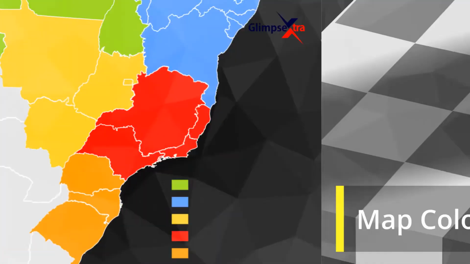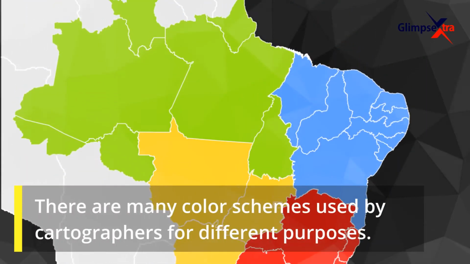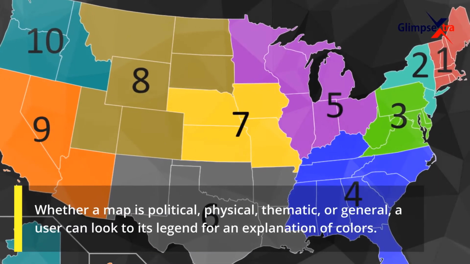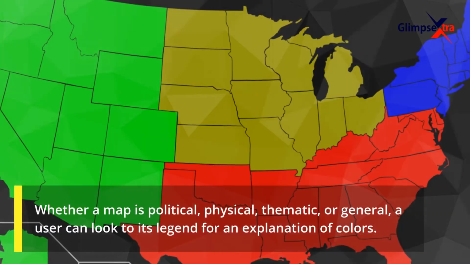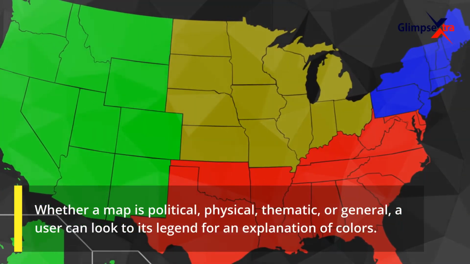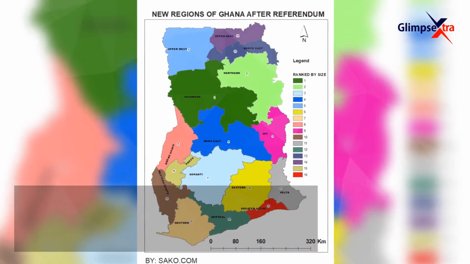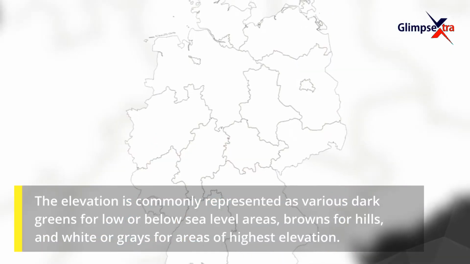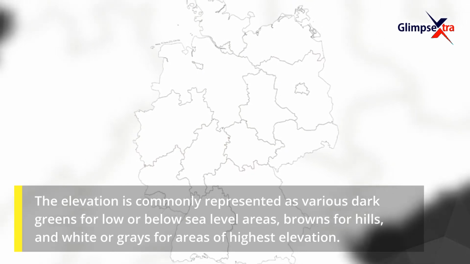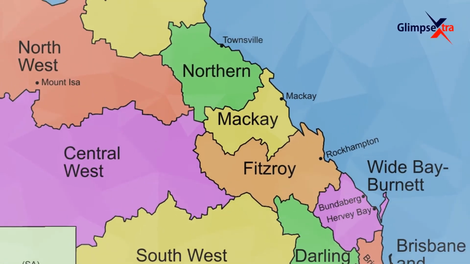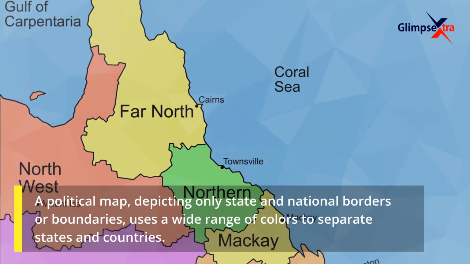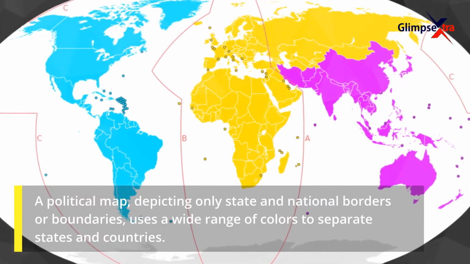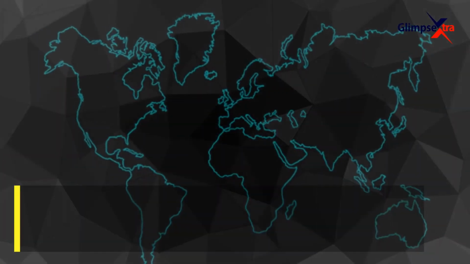Map color. There are many color schemes used by cartographers for different purposes. Whether a map is political, physical, thematic, or general, a user can look to its legend for an explanation of colors. The elevation is commonly represented as various dark greens for low or below sea level areas, browns for hills, and white or grays for areas of highest elevation. A political map, depicting only state and national borders or boundaries, uses a wide range of colors to separate states and countries. Contour lines.